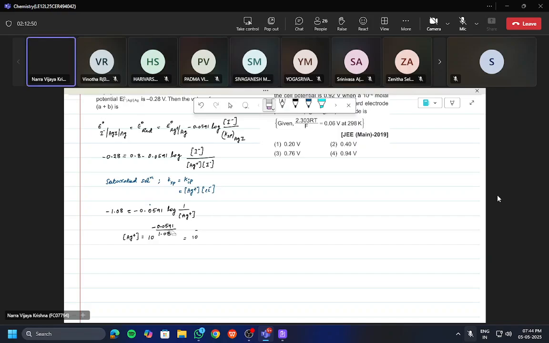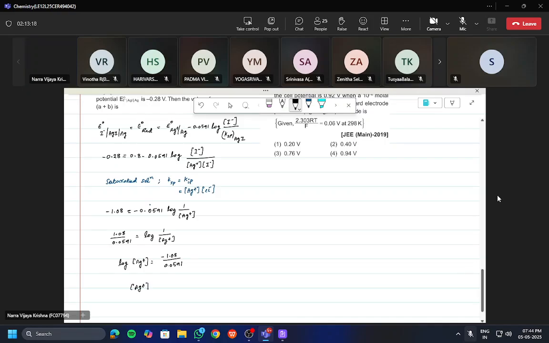See, sir. If I am bringing this to this side, 1.08 divided by 0.0591 is equal to log 1 upon Ag plus. Correct? Then what is log of Ag plus? Minus 1.08 divided by 0.0591. Correct? And then what is Ag plus? 10 power minus 1.08 divided by 0.0591, which is approximately equal to 10 power minus 18, right?